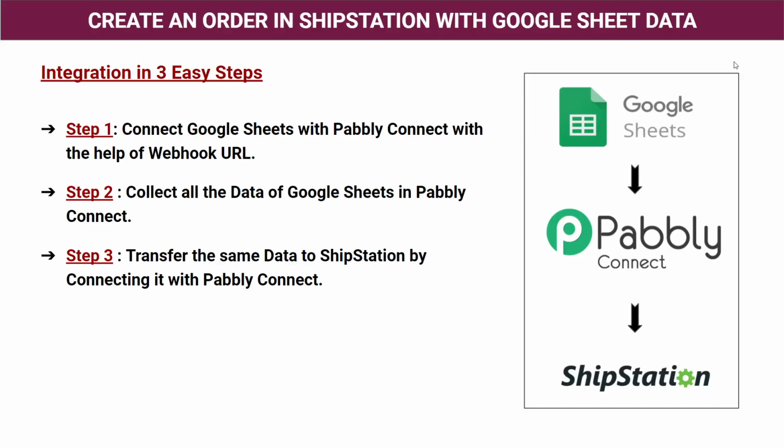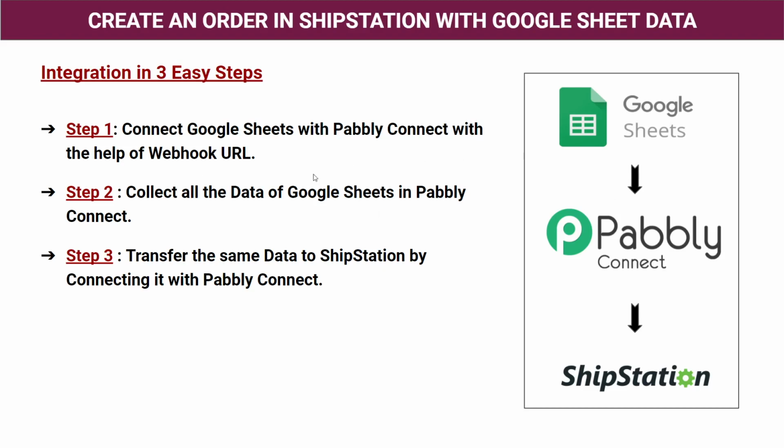Okay guys, so these are the steps which I followed to create the workflow between Google Sheets and ShipStation. So the step 1 is connect Google Sheets with Pabbly Connect with the help of webhook URL. What does that mean? It means we have to first log in into Pabbly Connect and then we have to connect Google Sheets with Pabbly Connect. How? With the help of webhook URL.